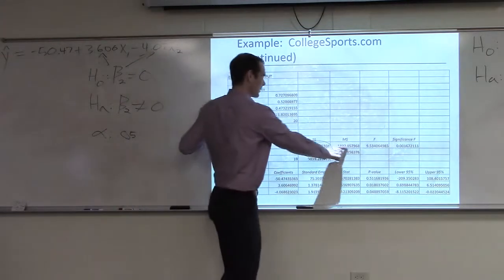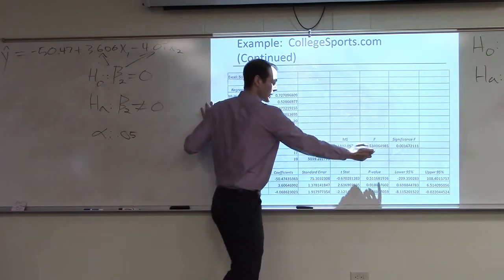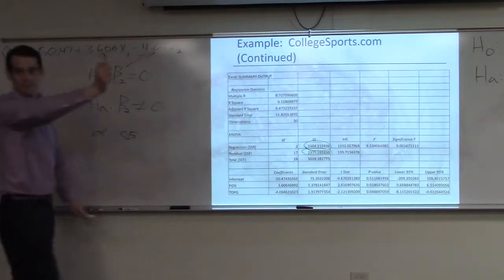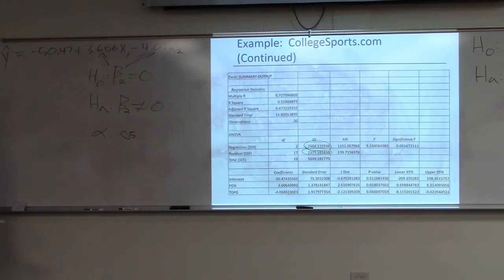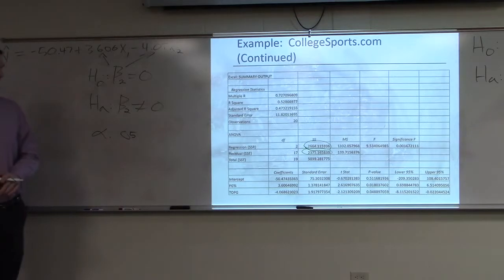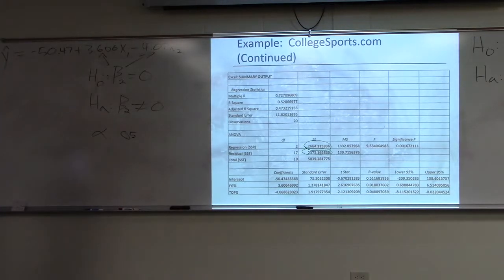And then we take 1332 divided by 139.7 and we get 9.5. What, you did the 1332 divided by 139? Exactly. Okay, and that gives you the F stat.